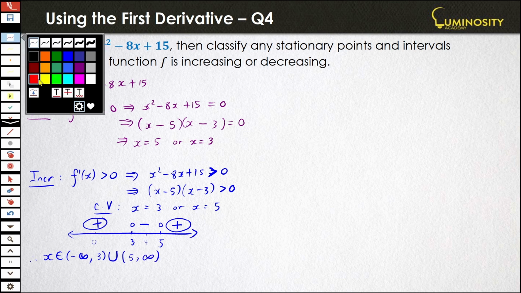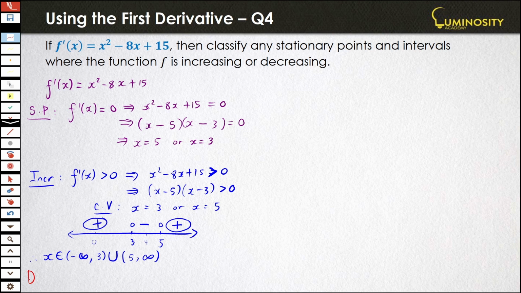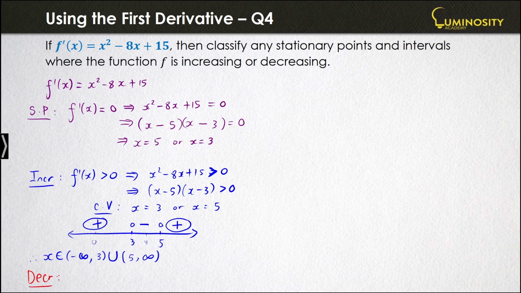Awesome. And then for the intervals of decreasing, we can see it immediately from the given number line from increasing. It's the negative region. So that's x is an element between 3 and 5.